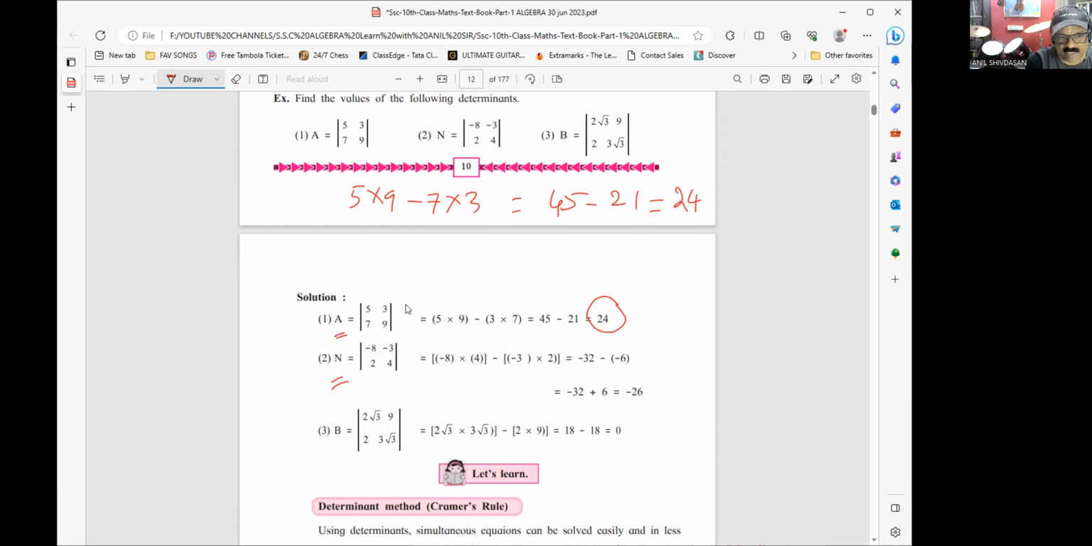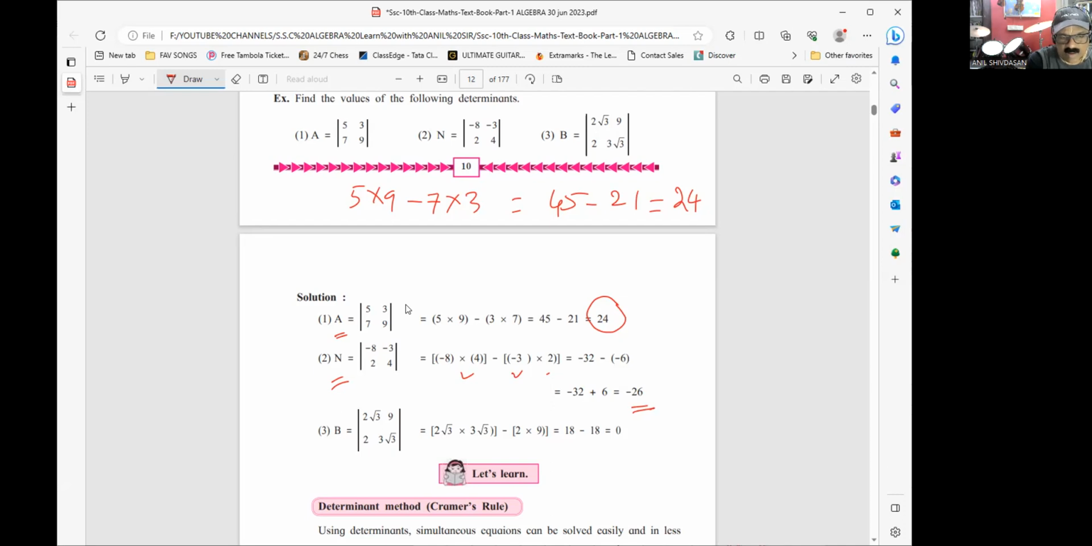So what you get is minus 8 into 4 minus 3 into 2. Minus 8 into 4 is minus 32, and minus into minus will become plus 3 times 6. So minus 32 plus 6 is minus 26. That is the value of the second one.